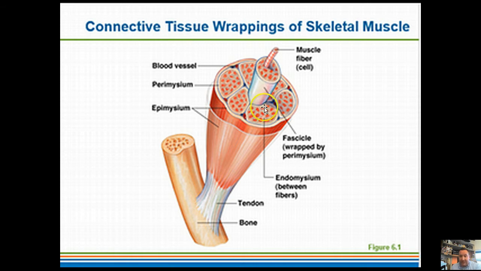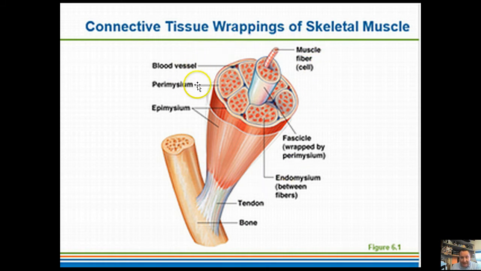So this fascicle has to join with another fascicle, and another, and another. And then we unite all these fascicles together, and we wrap them together in a connective tissue wrapping that we call the epimysium. And then you can see the epimysium at the bottom runs continuous with what we call a tendon, and then the tendon is going to attach to the bone. This whole entire structure is a skeletal muscle.